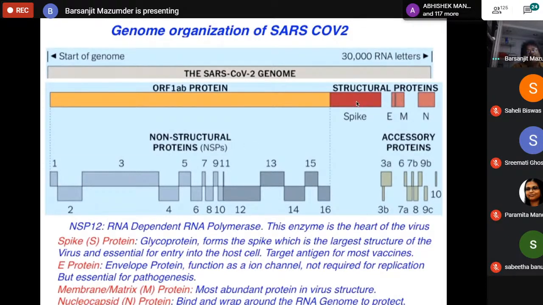Spike protein, E, M, and N protein are the structural proteins. Spike protein, as you know, is the largest structural protein of SARS-CoV-2. It is a glycoprotein and essential for entry into the host cell. This protein is the target antigen for most of the vaccines currently being made. There is also the E protein, the envelope protein, the membrane matrix protein, and the nucleocapsid protein. The nucleocapsid protein wraps the genomic material and protects it. All of these are structural proteins.